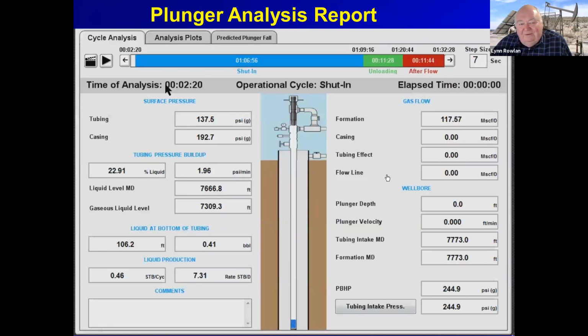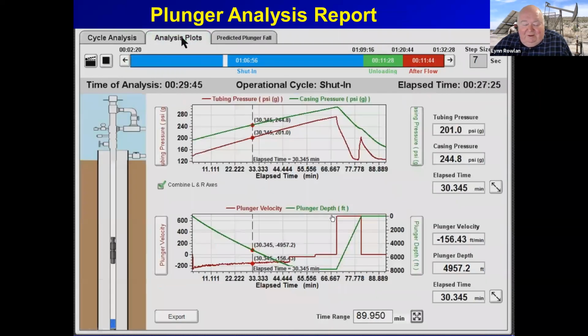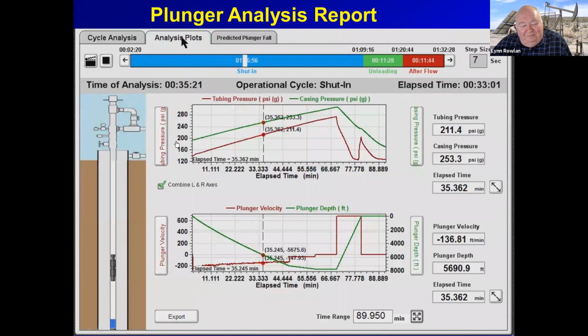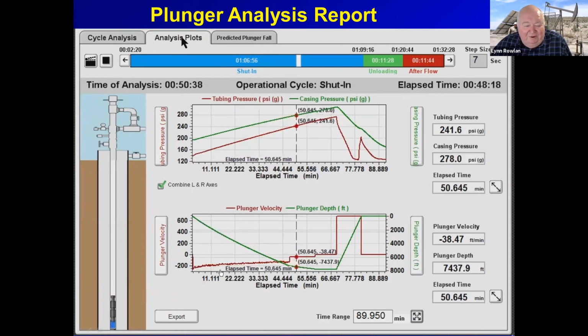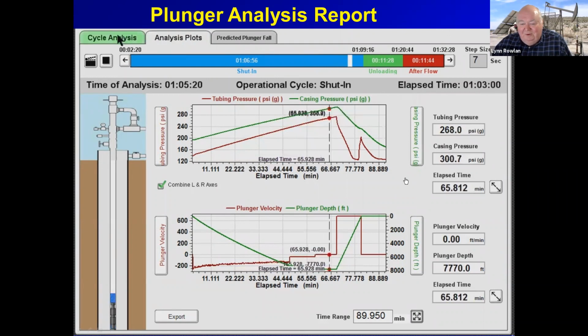And after we process the data, we can animate the plunger and stop this at any point in time. We can see the plunger falling down the well. We can see the plunger fall velocity. Here are the plots versus time. These are called analysis plots. And we got a plunger depth in green and velocity in red, and a casing pressure and tubing pressure. And there's many different types of plots we can make.